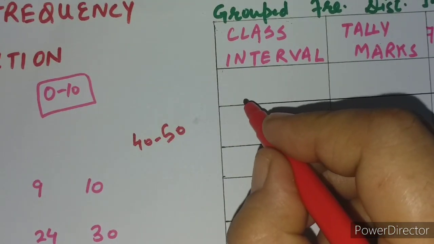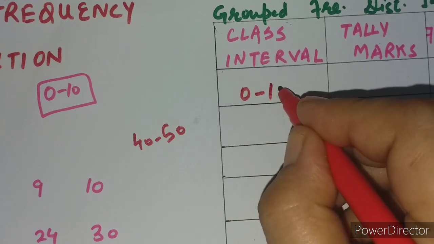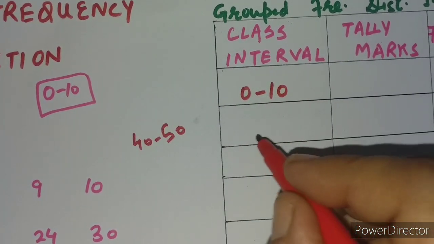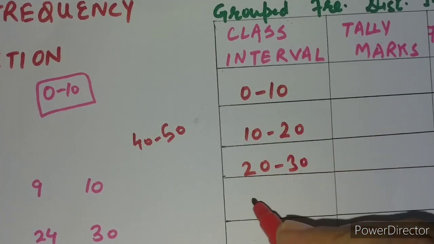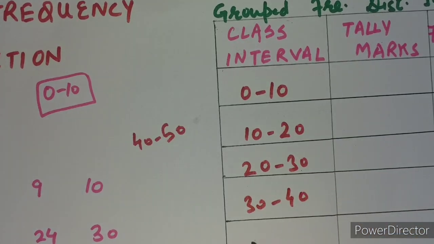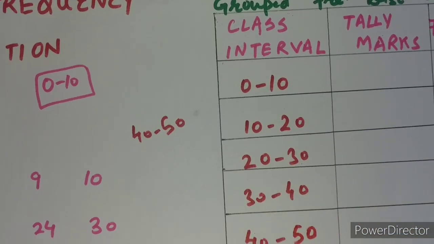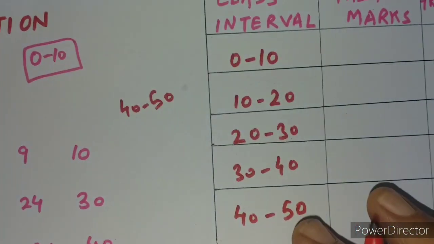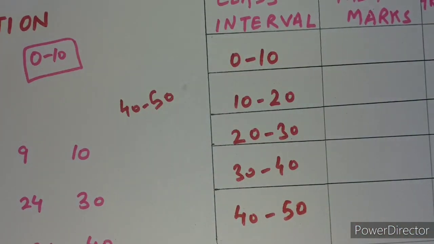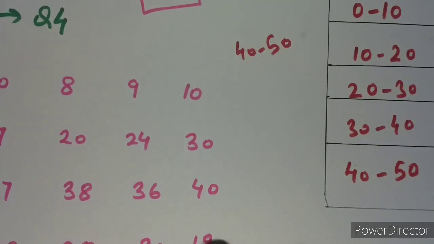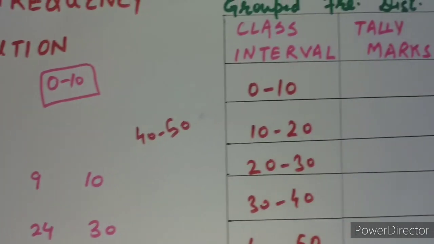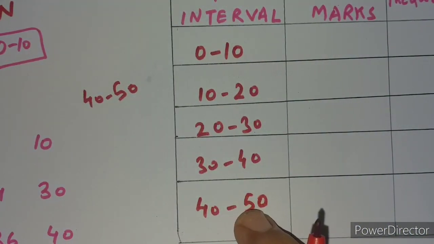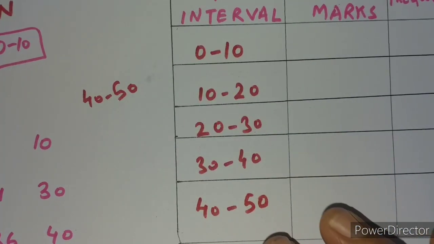The first class interval will be written like this: 0 to 10. 0 to 10 is our first group. The second one is 10 to 20. Then it is 20 to 30, 30 to 40, and the last one, as mentioned in the question, will be 40 to 50. If we have to decide on our own, then depending upon the readings given in the question, we will see the minimum reading and the maximum reading, and accordingly we will create our groups, right? But because it was mentioned, we have to confine ourselves to these only. Clear?